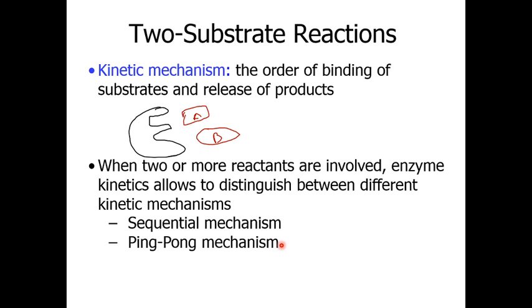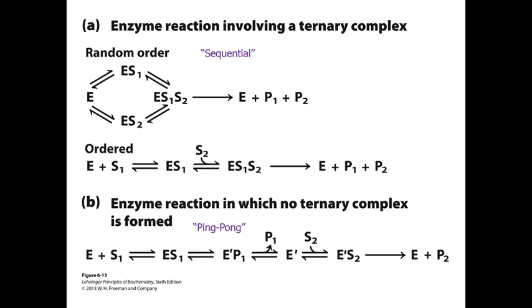As you may have guessed, it comes from the game ping pong, right? Ping pong is played when the ball is alternated between two players. So it goes to the next court, comes back to your own court, right? So let's look at these two mechanisms. Two different kinds of mechanisms. One is sequential, where the enzyme reaction involves a ternary complex.